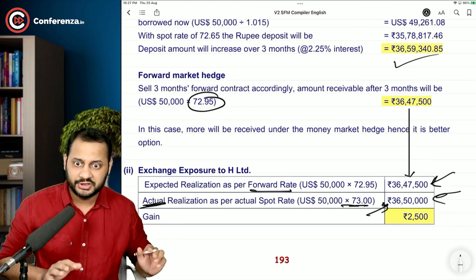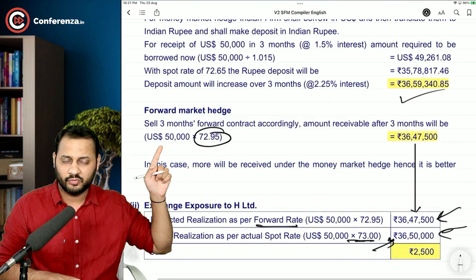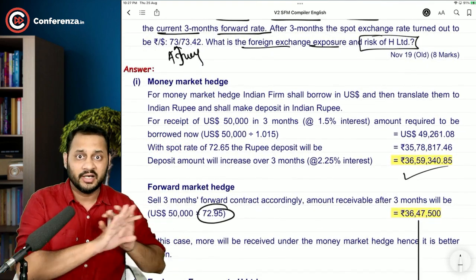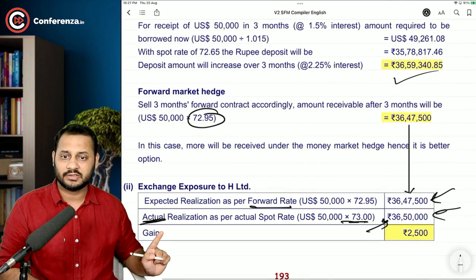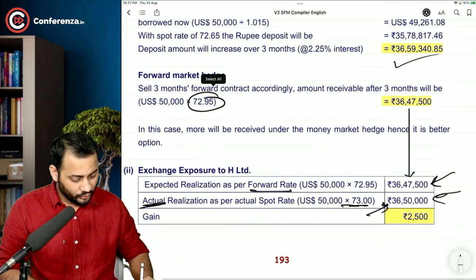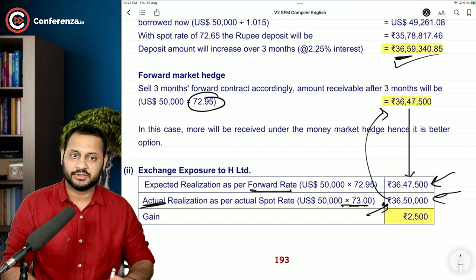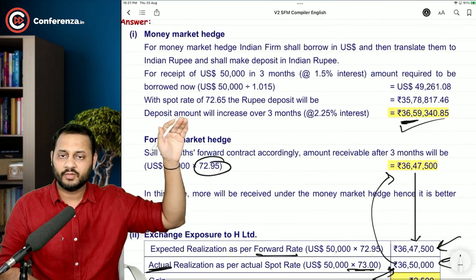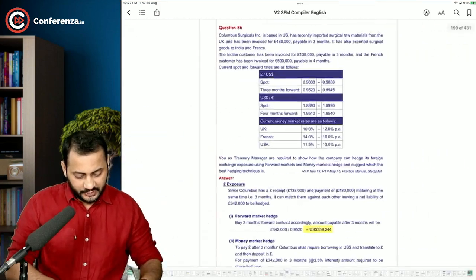if we do not hedge and convert it at actual, if we skip this process of forward hedging and money market hedging, that means we are keeping the position open, unhedged, and at the end we will convert at this price, the actual realization, that is 3073. So we will receive more than forward but less than the money market hedge. So we should go for the money market hedge in that case as well. Let's come to question number 86.